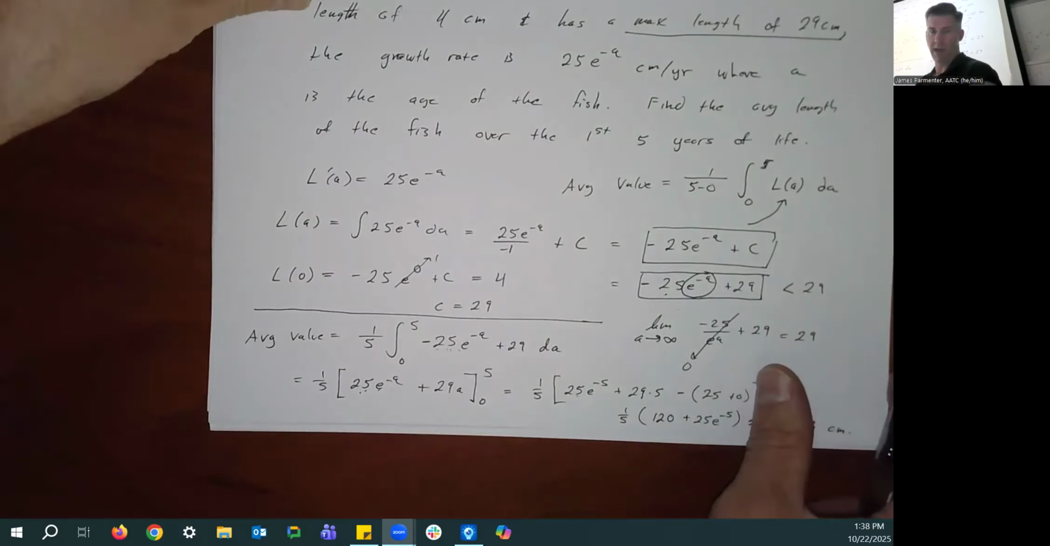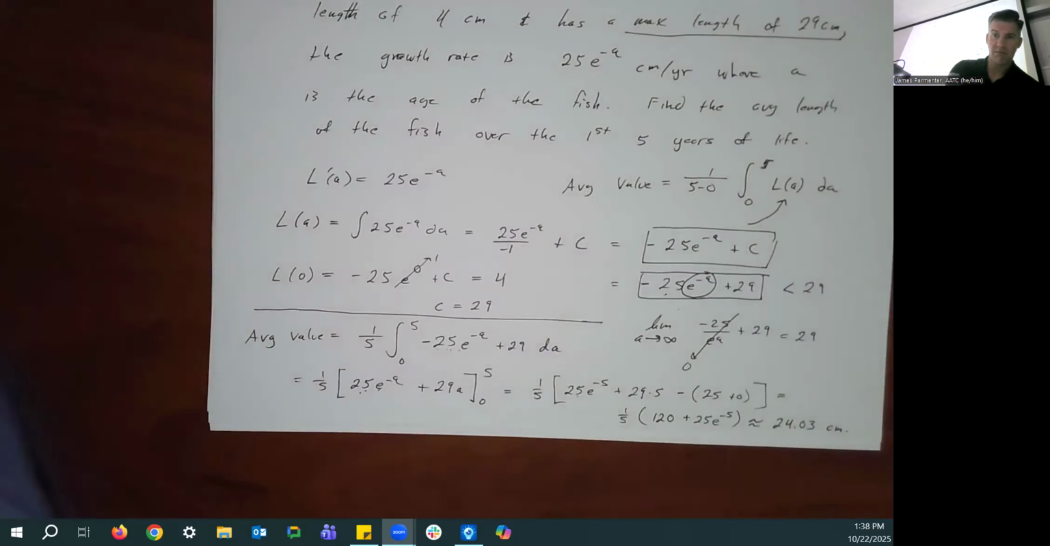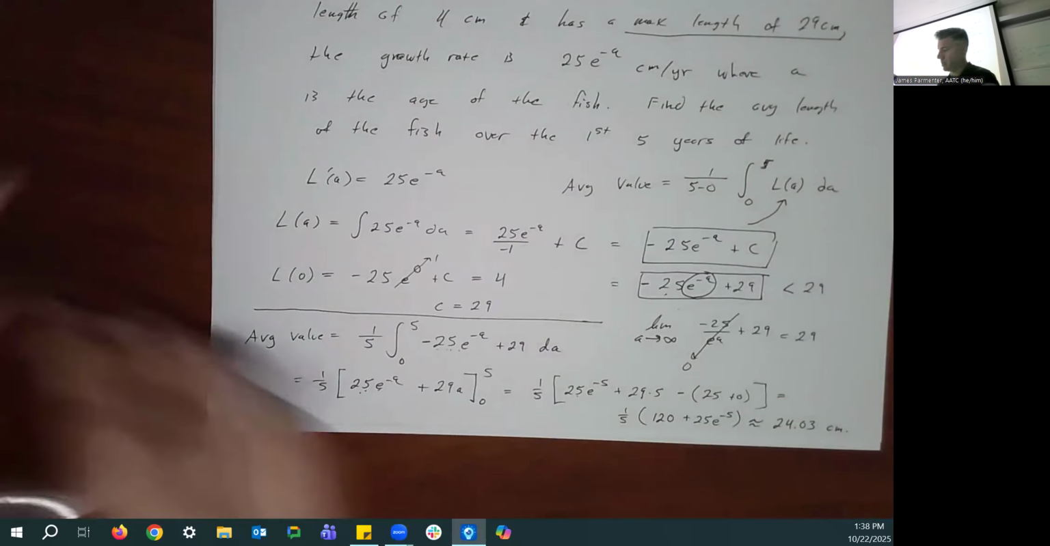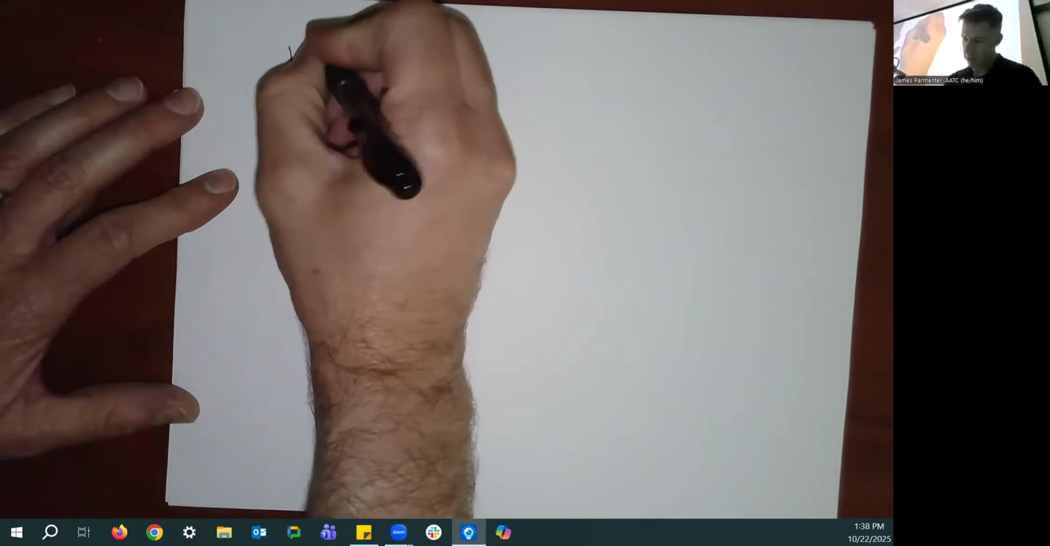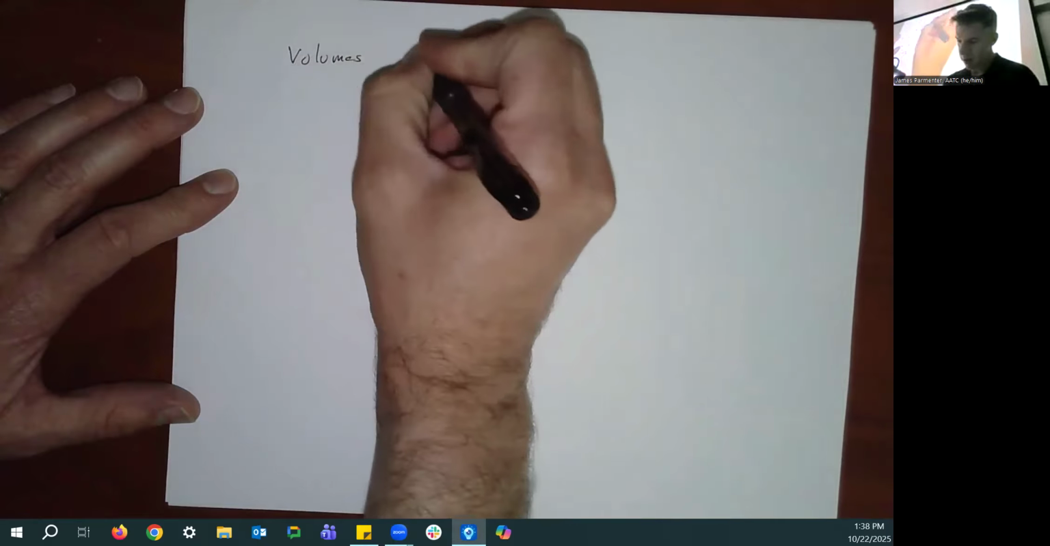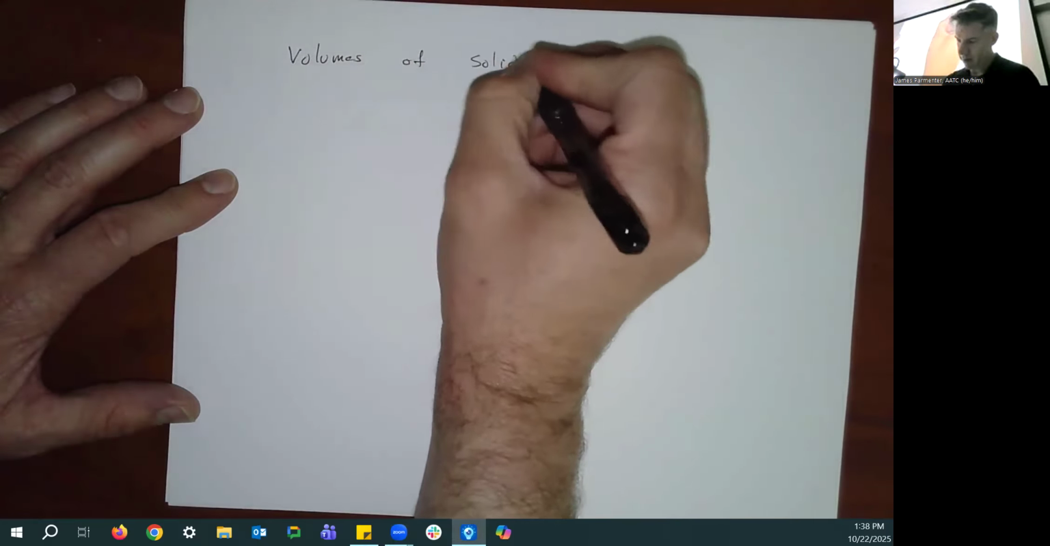All right, let's go ahead and start something new. Maybe next time we'll talk about a different survival renewal question, but I would like us to start talking about volume because volume can be a little bit confusing. So let's talk about volumes of solids.